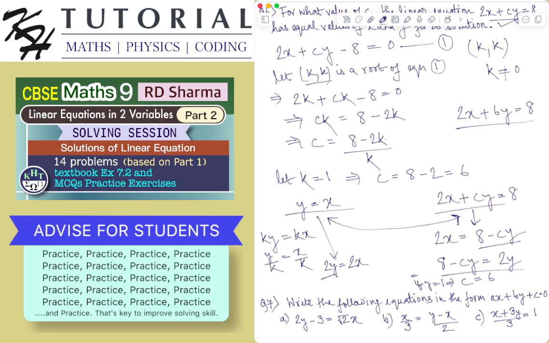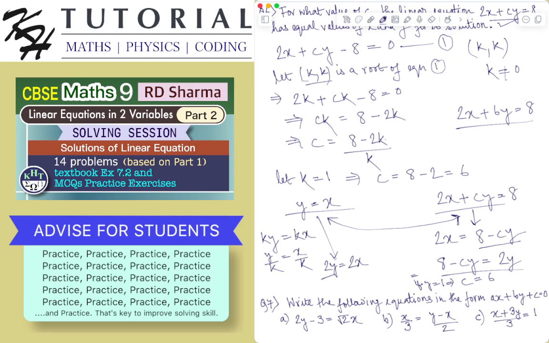Because for any linear equation in x and y, if all the roots have to have equal values of x and y, then it must be of the form y equals x. So y equals x should be identical to the given equation 2x plus cy equals 8. From here, can we find the value of c?